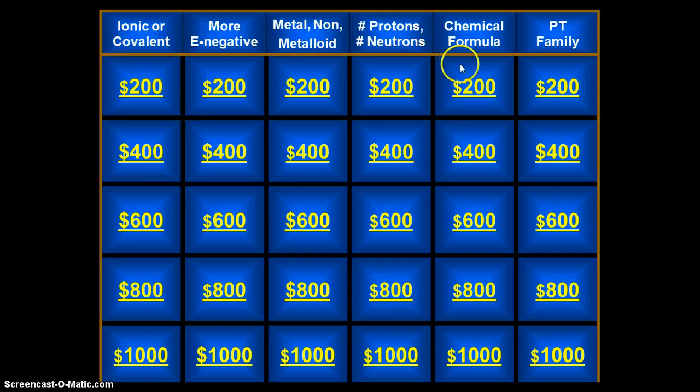You can see the names of the categories are across the top, and much like Alex Trebek does, I'll quickly go through and explain what the categories are. For example, for ionic or covalent, I would tell my students you're going to be given a chemical formula, and you're going to need to say if it is in fact an ionic compound or if it is a covalently bonded compound. For more electronegative, you're going to be given a pair of or a series of element symbols, and based on their locations on the periodic table, you need to say which one would you expect to be more electronegative. So I do let students use their periodic tables.